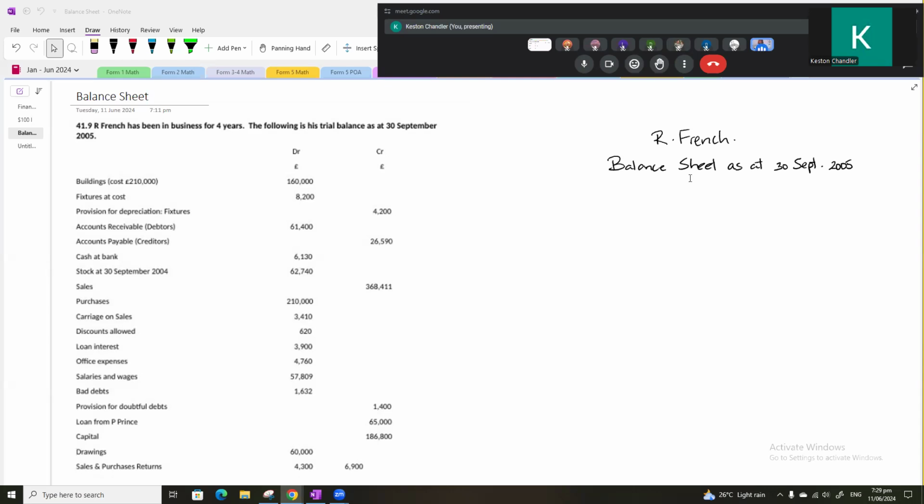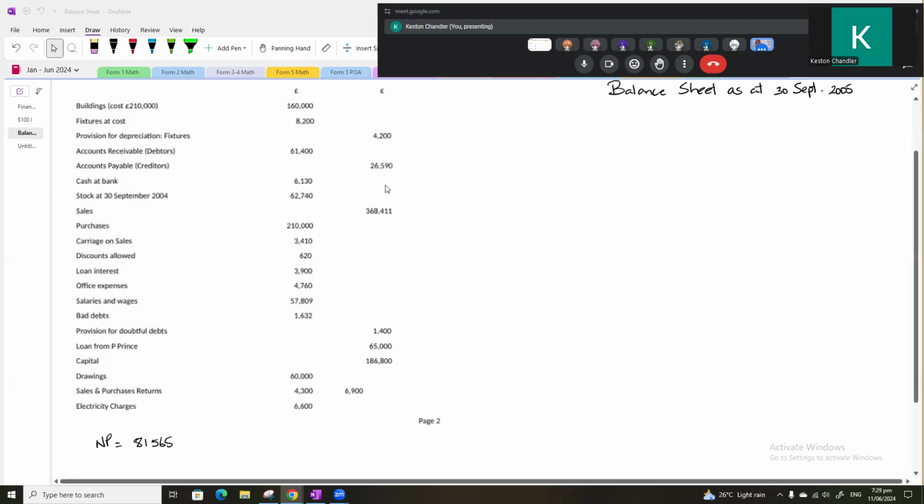So what I did is I copied the question onto this page, but just as I introduced the approach to the last question, we want to take that same approach here, which is to identify the figures that we are going to be using in our balance sheet. All right, so let's go through the figures. We just want to make sure that we're not missing anything.